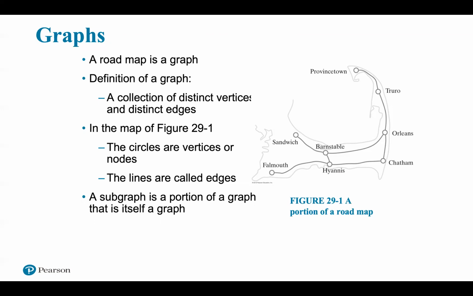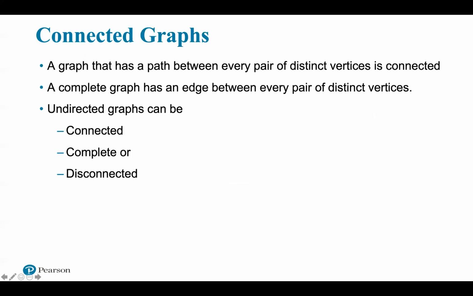In a graph, the circles are called vertices or nodes, and the lines are called edges. A graph then is a collection of distinct vertices and distinct edges. A subgraph is a portion of the graph that itself is a graph, just as the roadmap in figure 29.1 actually is part of a larger map. Since you can travel in both directions along the roads in figure 29.1, the corresponding graph and its edges are said to be undirected, but cities often have one-way streets.